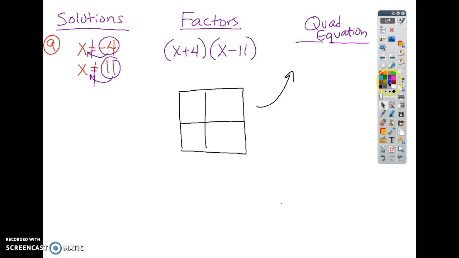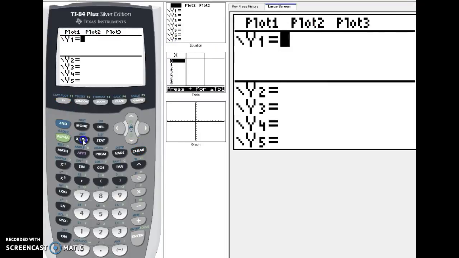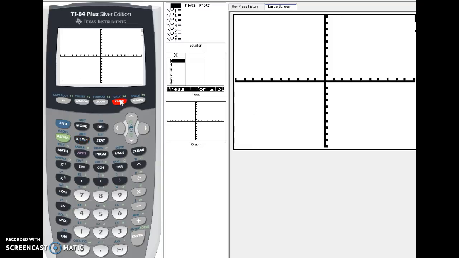Okay, so hopefully everybody did that already. You end up with x squared minus 7x minus 44. Is that what everybody got? So we check it in the calculator. X squared minus 7x minus 44. Trace.